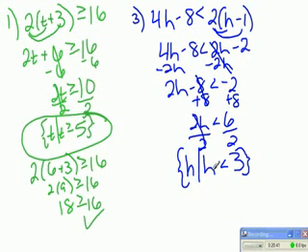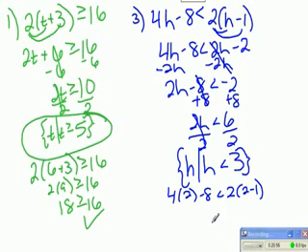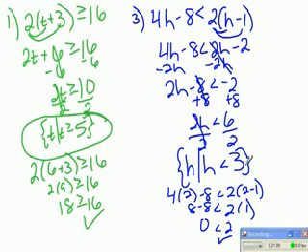And check my answer. So I need an h to be less than 3. I'm going to choose 2. 4 times 2 minus 8 less than 2 times 2 minus 1. So again, I went back to the original statement, replaced my h's with a number that fits my answer. 4 times 2 is 8. So 8 minus 8. 2 minus 1 is 1. 8 minus 8 is 0. That is less than 2, so my answer works. So this is correct.